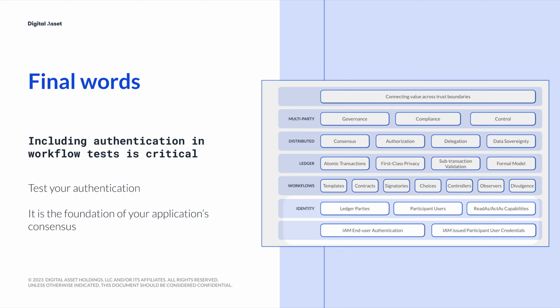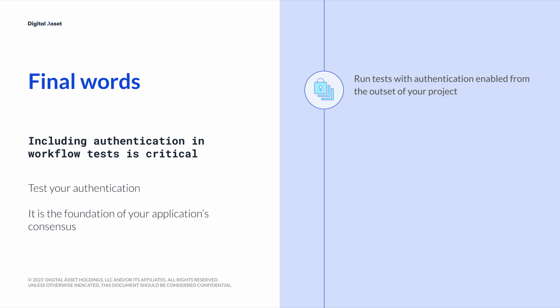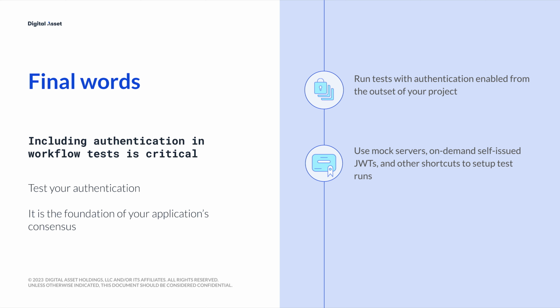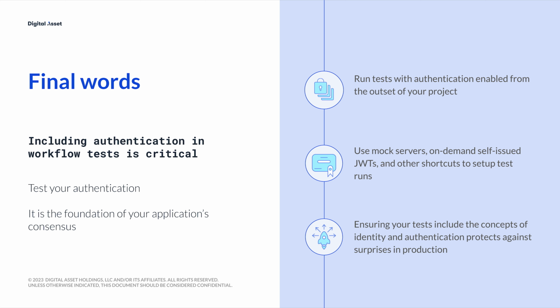With authentication and identity being foundational to Daml applications, it is critical that workflow tests include authentication. To that end, it is important to run your tests with authentication turned on. Mock authentication servers, or self-issued JWT tokens, created on demand by the test harness, can make it easy to set up the required access tokens for test runs. What is important is that your tests include concepts of identity and authentication to avoid surprises in production.